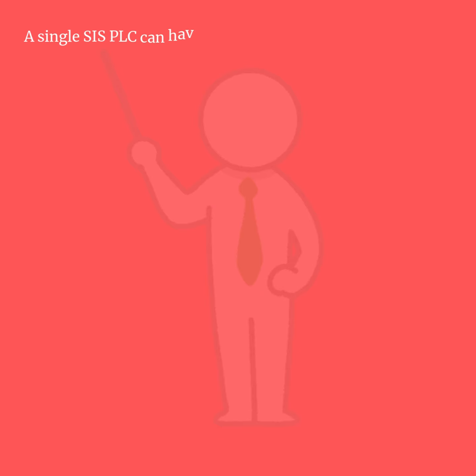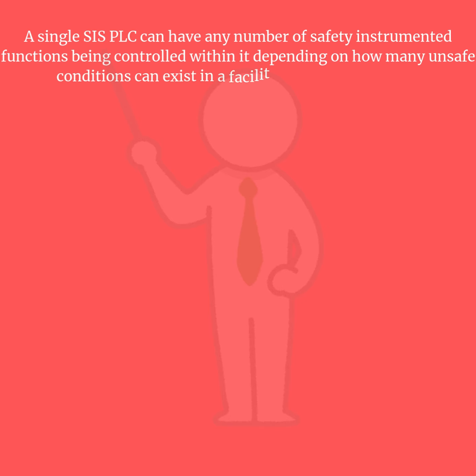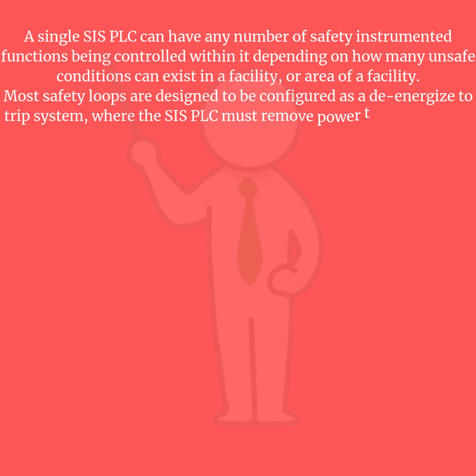A single SIS PLC can have any number of safety instrumented functions being controlled within it, depending on how many unsafe conditions can exist in a facility or area of a facility. Most safety loops are designed to be configured as a de-energized to trip system, where the SIS PLC must remove power to trip the loop.